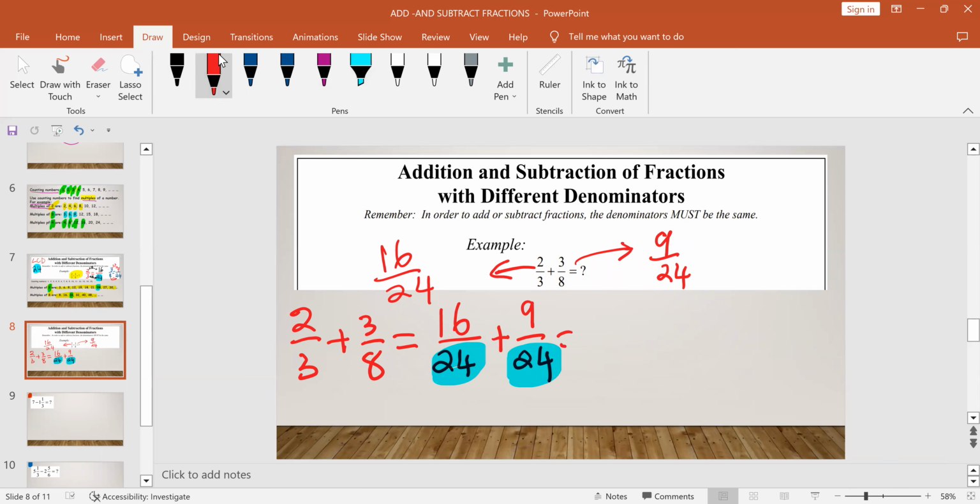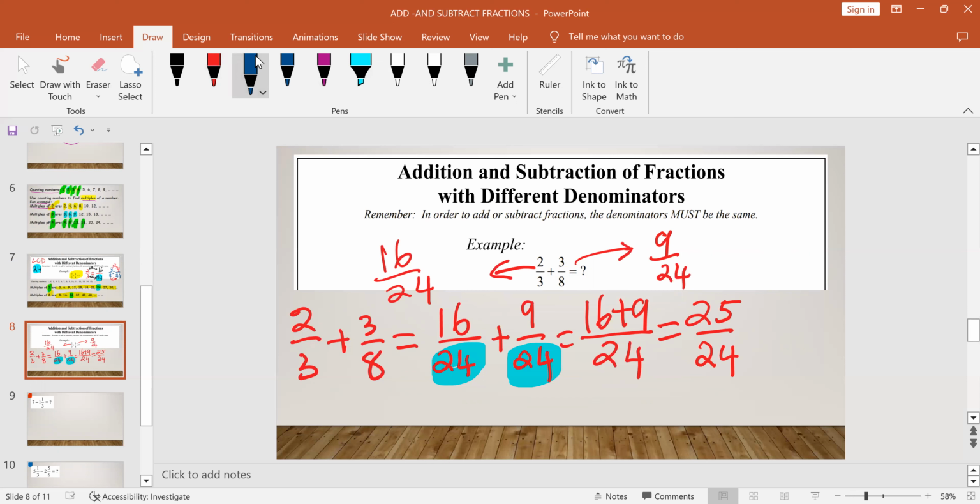Okay, now we keep the denominator and we add the numerators. 16 plus 9 is 25. We have 25 over 24. So 25 over 24 is an improper fraction, so we're not to leave the answer like that. We're going to change it into a mixed number.